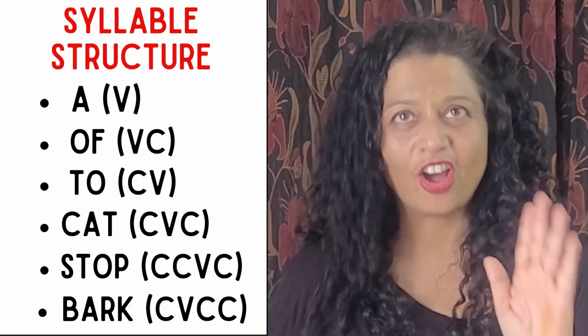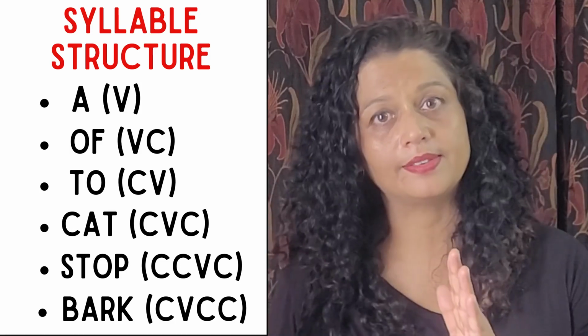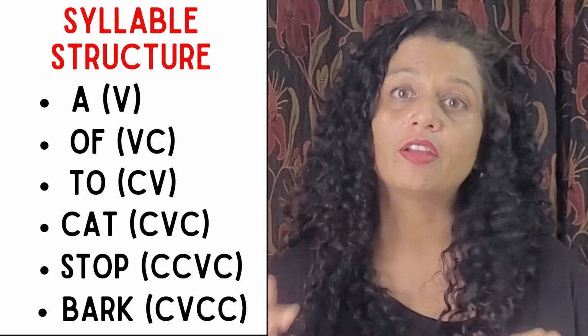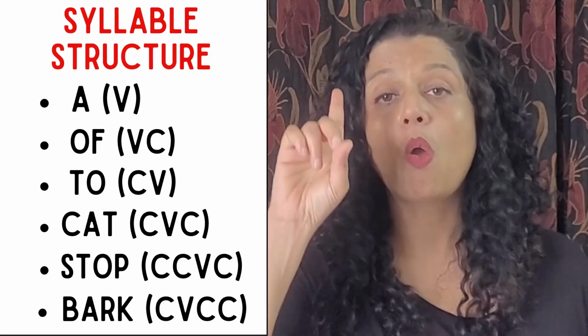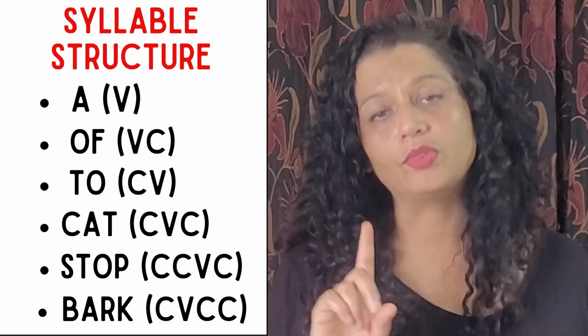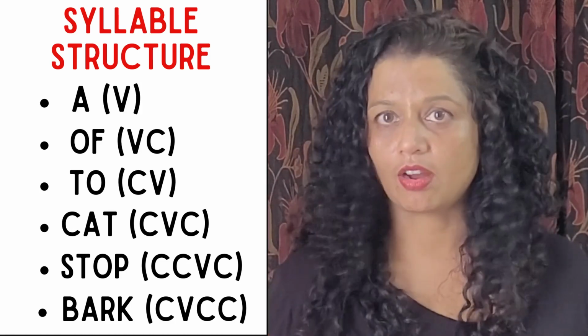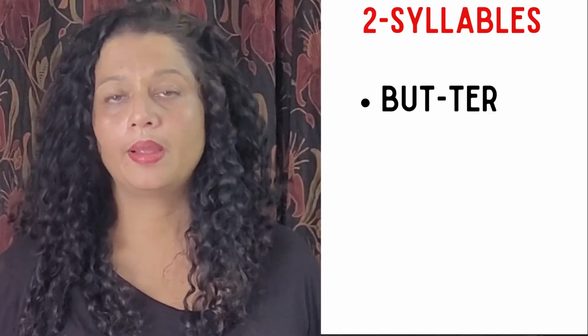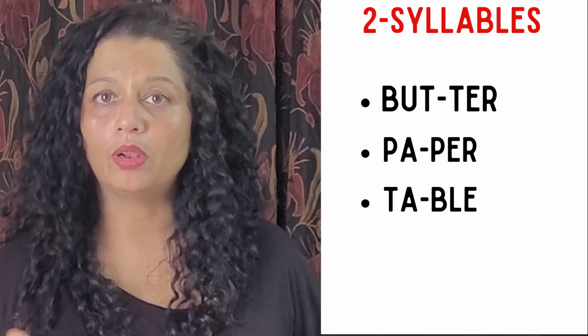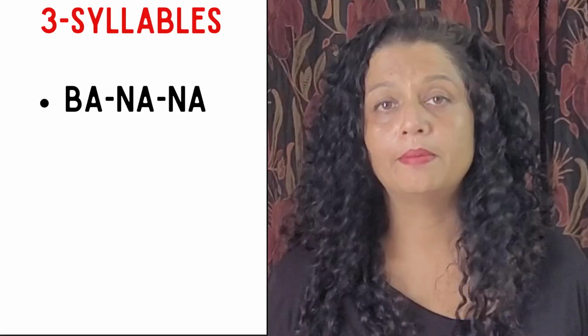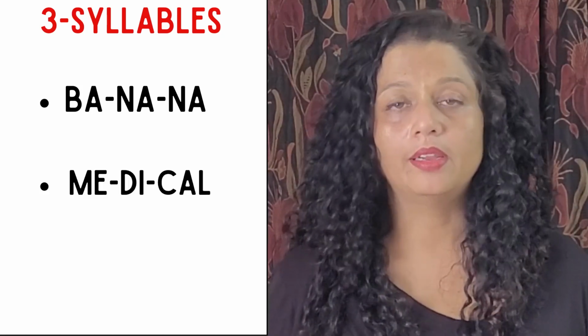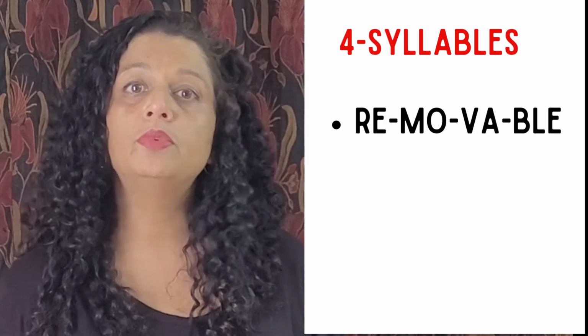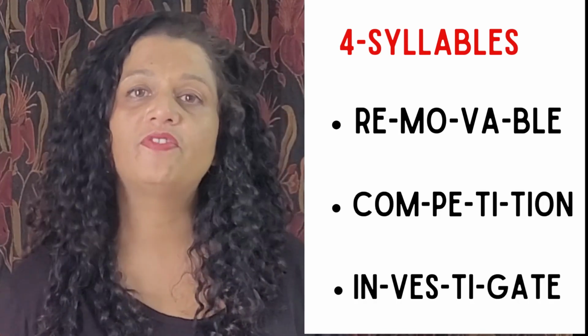It has a consonant, vowel, and 2 consonants. Syllables can have a lot of different structures, but they can only have one vowel. One vowel is a requirement. A consonant is not. Here are some examples of two-syllable words: butter, paper, table, arrange. Here are some examples of three-syllable words: banana, medical, motivate. Here are some four-syllable words: removable, competition, investigate.